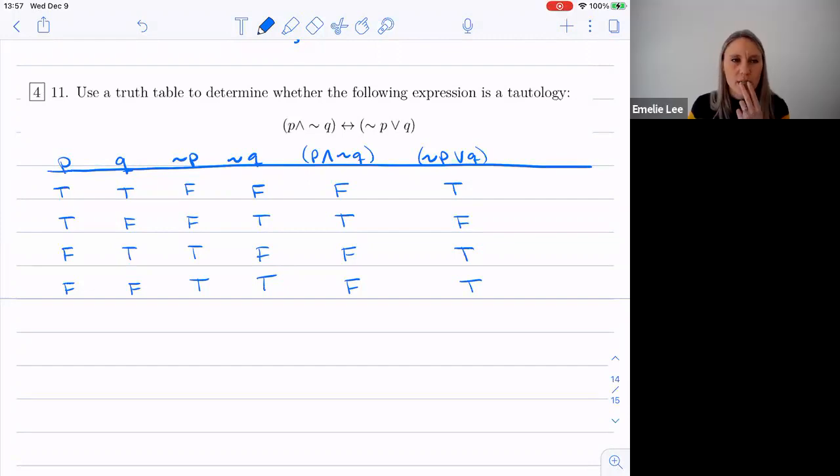I have to do it one way, and then I should be able to go the other way as well. Now I have to remember, so I'm looking at this guy here, and I didn't leave myself enough room, of course, again. So P and not Q, going to not P or Q.